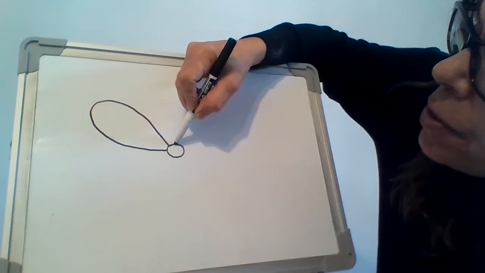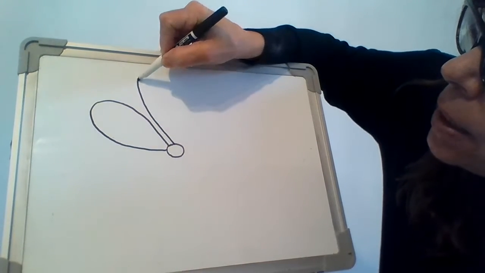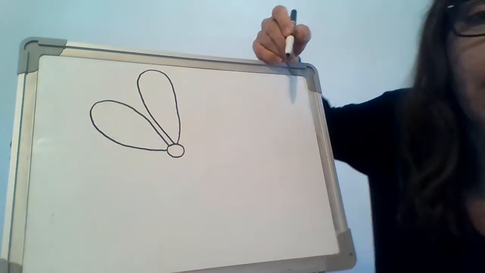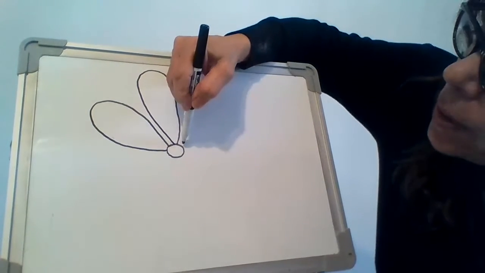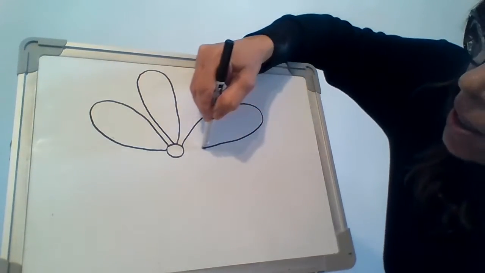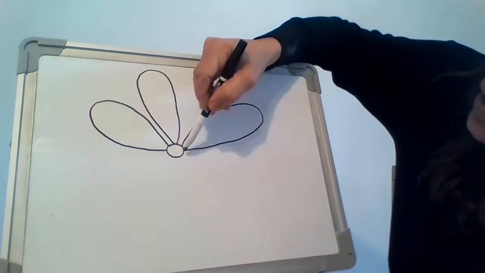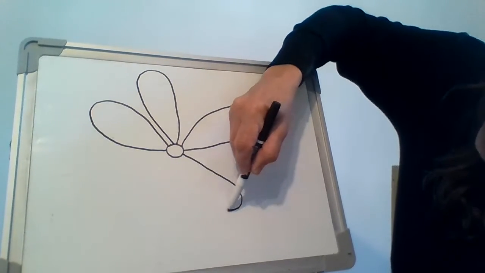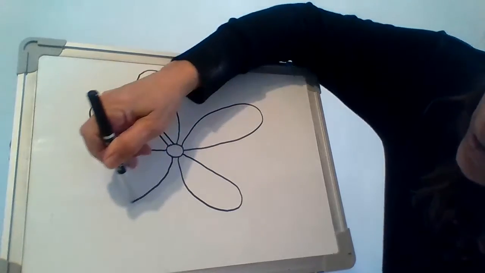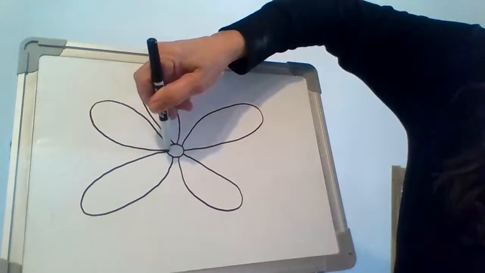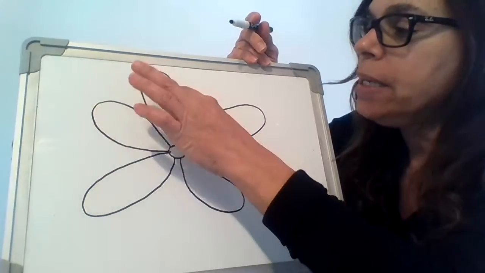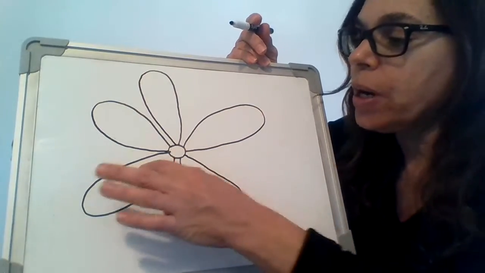And I'm going to make another petal. I'm going to go up and over and back down. And then I'm going to make another one. Up and over and back down. One more and one more. And there I have the petals on my flower. Let's count how many. 1, 2, 3, 4, 5.